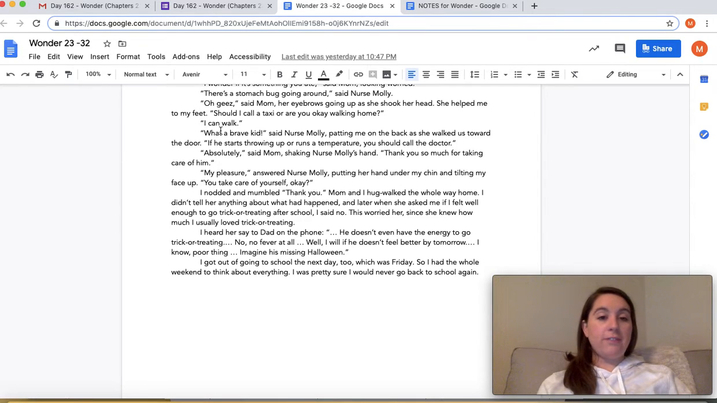She helped me to my feet. "Should I call a taxi or are you okay walking home?" "I can walk home." "What a brave kid," said Nurse Molly, patting me on the back as she walked us toward the door. "If he starts throwing up or runs a temperature, you should call the doctor." "Absolutely," said Mom, shaking Nurse Molly's hand. "Thank you so much for taking care of him." "My pleasure," answered Nurse Molly, putting her hand on my chin and tilting my face up. "You take care of yourself, okay?" I nodded and mumbled, "Thank you." Mom and I walked the whole way home.